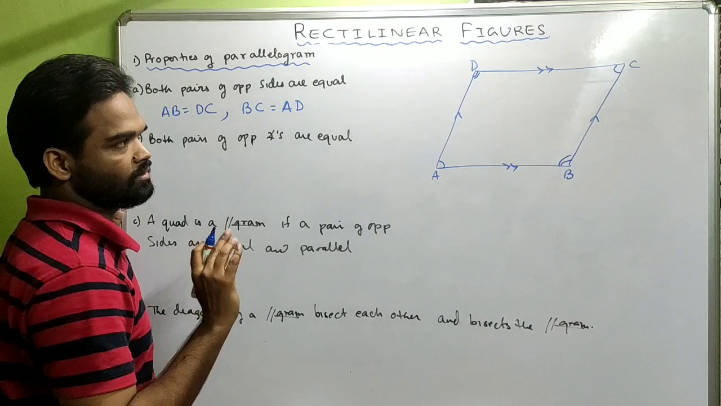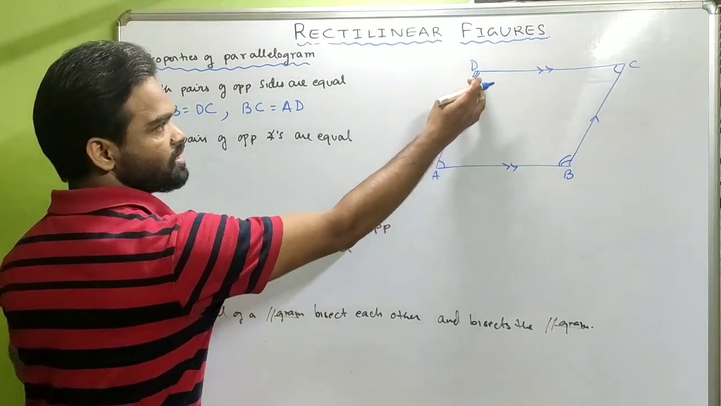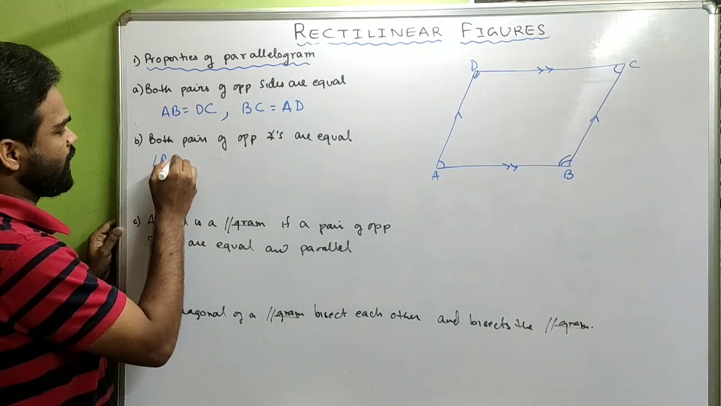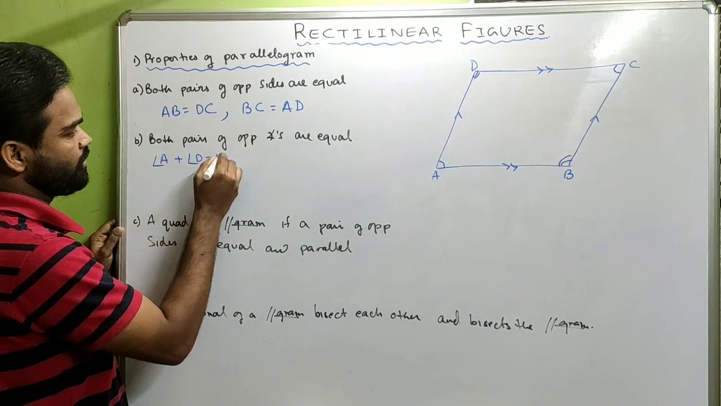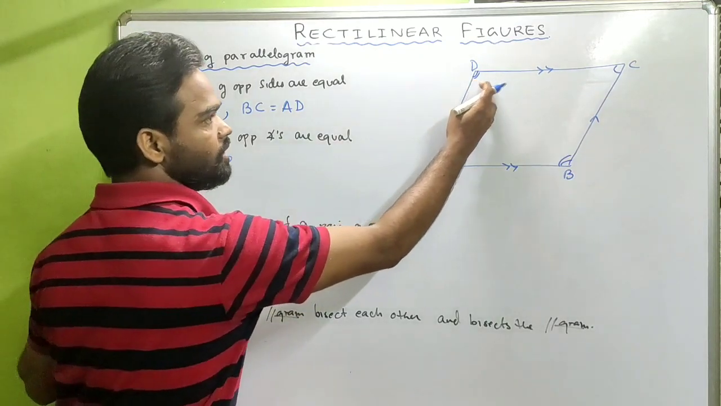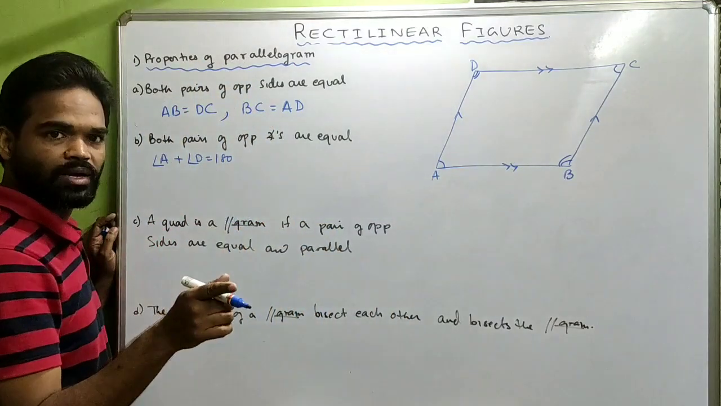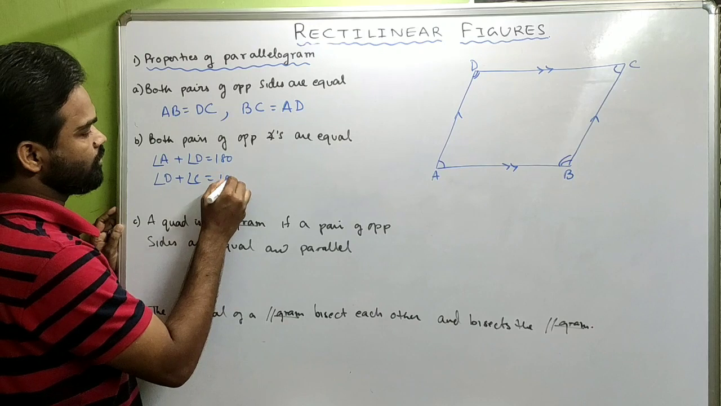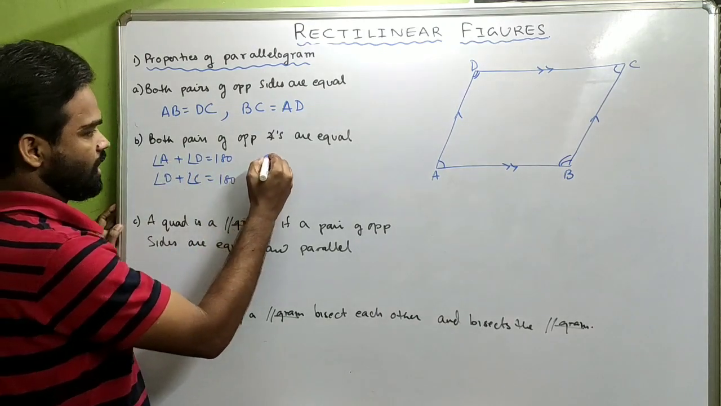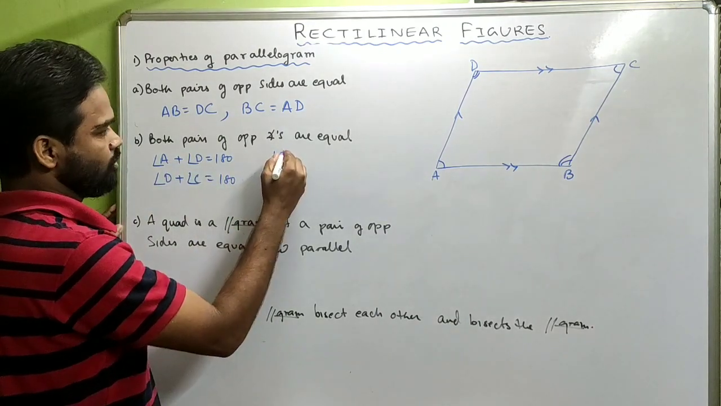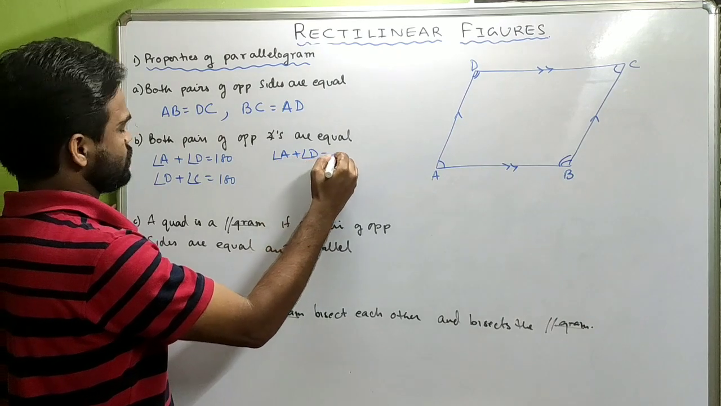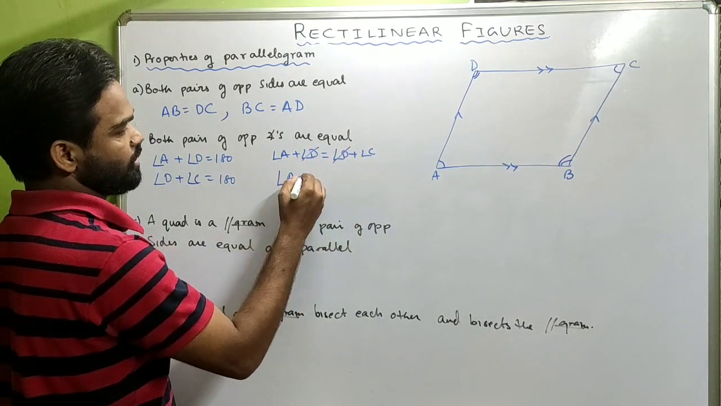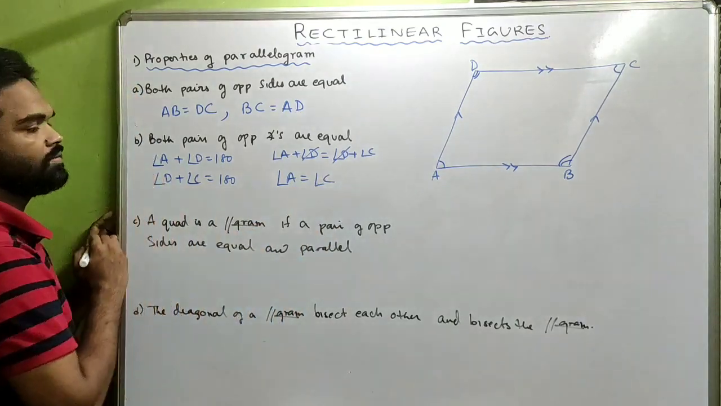How can you prove that? Just look over here. Angle A plus angle D is 180, co-interior. Similarly, I can write angle D plus angle C is 180, co-interior. Which means by these two, angle A plus angle D is equal to angle D plus angle C. This cancels out. So angle A equals angle C. Isn't it?